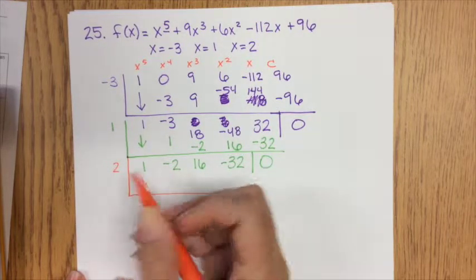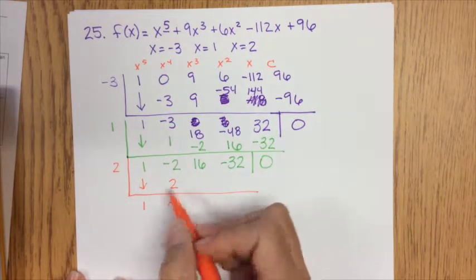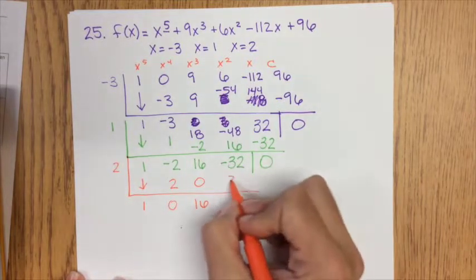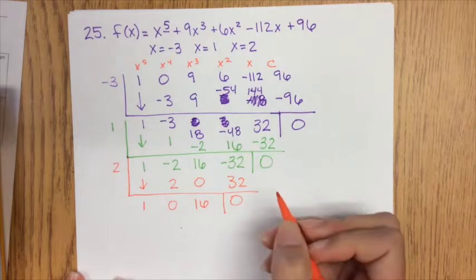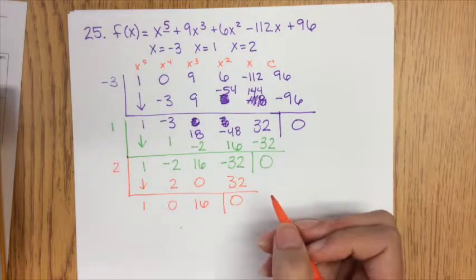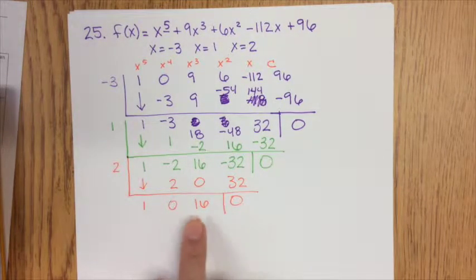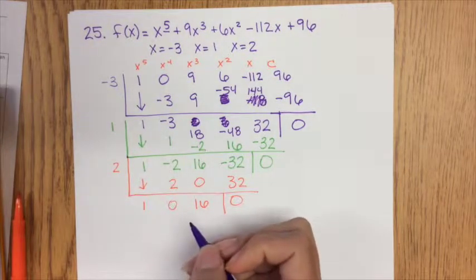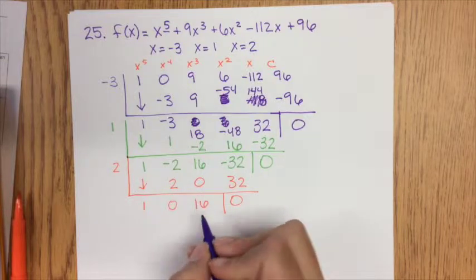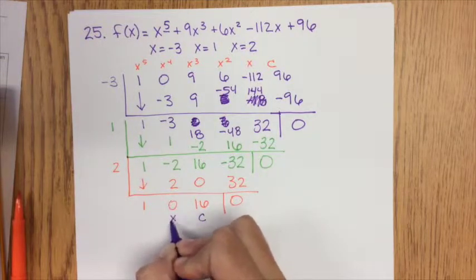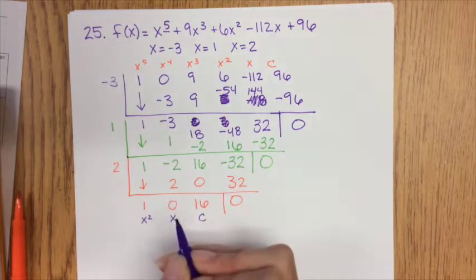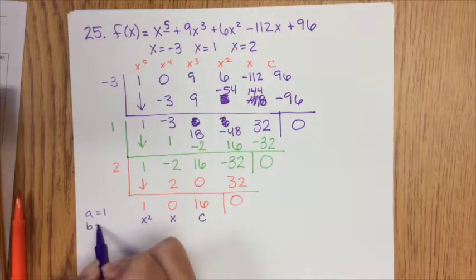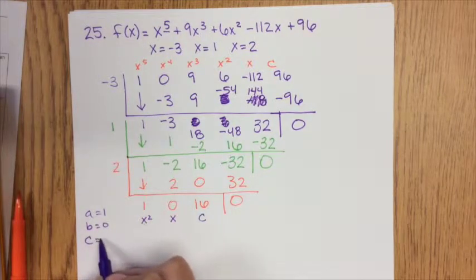Bring down the first term. 1 times 2 is 2. Add down, get 0. 0 times anything is 0. Add down, get 16. 16 times 2 is 32. Add down, get 0. This is your A, this is your B, this is your C. You can just go straight into quadratic formula if you choose. This is your constant term, this is your x term, and this is your x squared. You could also say that A equals 1, B equals 0, and C equals 16.